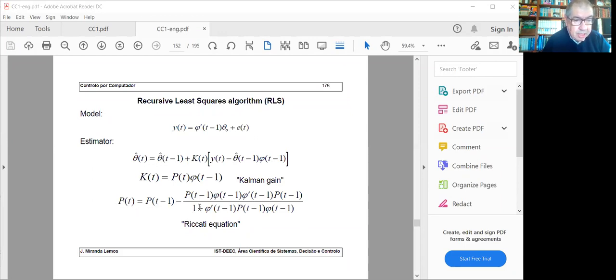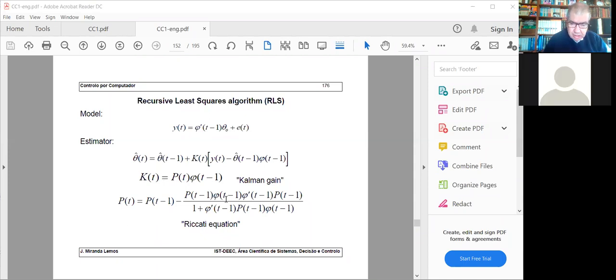And if P decreases, K decreases. So you start with a large K, and if you have good enough data, P will decrease, forcing K to decrease and the algorithm to converge. Okay, so this is the mechanism.